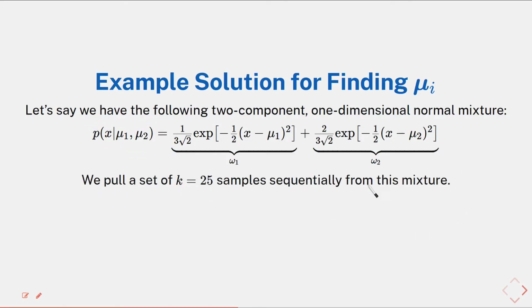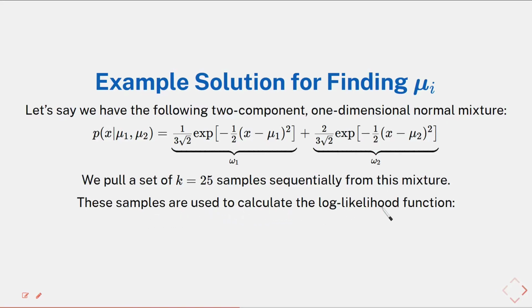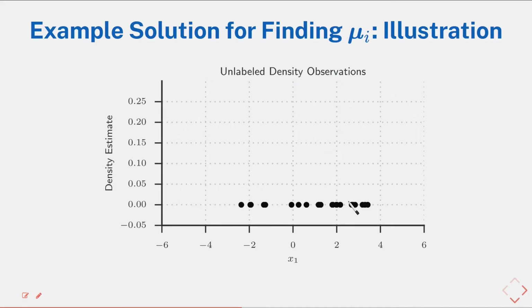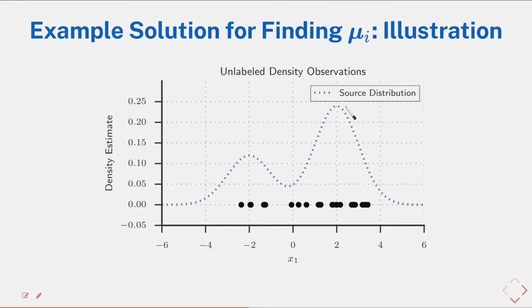We can pull a set of samples sequentially from this mixture, so we could start observing and recording our feature samples. These samples are used to calculate the log likelihood function, L of theta, which is essentially mu1 and mu2, and is equal to the sum of the log likelihood of each individual sample. If we observe this set of samples from our two-component mixture, then we might have a source distribution that looks like this, sort of like what I drew previously, but just reversed.